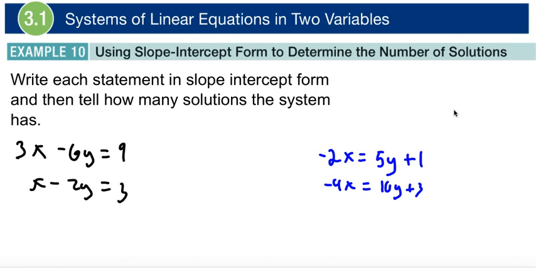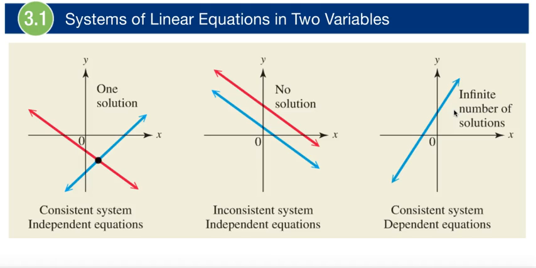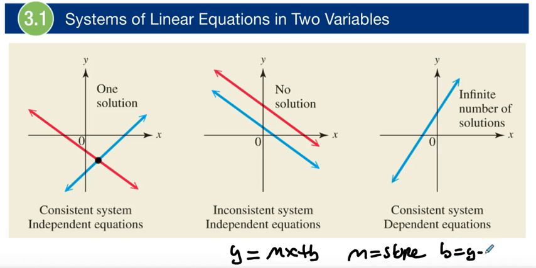Okay, so let's just talk about it generally first, and then we'll do that with this example right here. So if you think about slope-intercept form, y equals mx plus b, where m is our slope and b is our y-intercept. If you look at these two graphs right here, what can you tell me about their m's? Well, this is positive and this is negative. Basically, the m's are different.